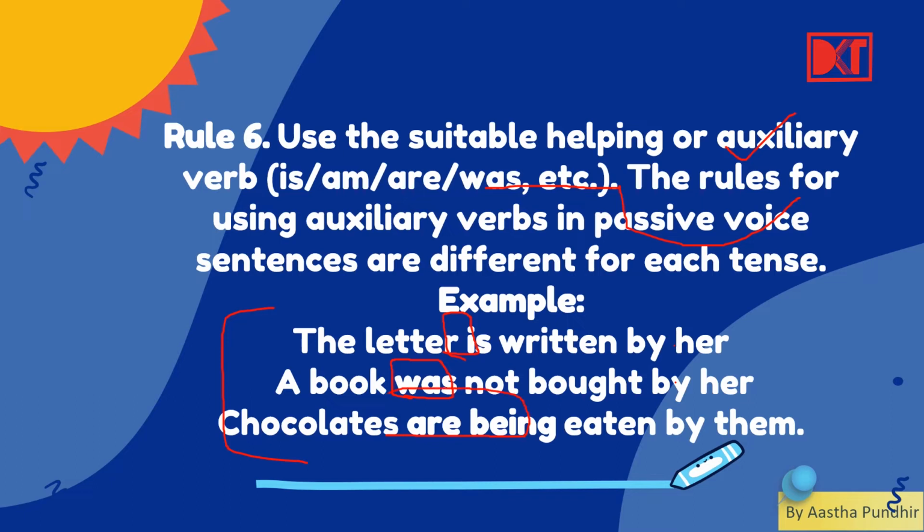Now suppose the active sentence for this, the letter is written by her, was: she writes a letter, she writes the letter, she is writing the letter. Okay, so it will not be she is writing the letter, it is not continuous here. She writes the letter, so this becomes the letter is written by her. So is, was, are being, all these are auxiliary helping verbs which are being added as per the demand of the sentence. All right.